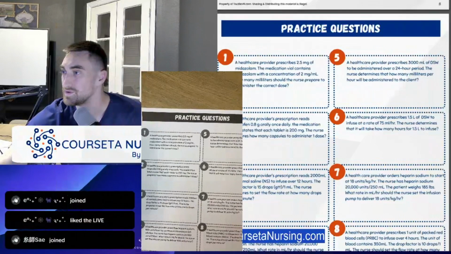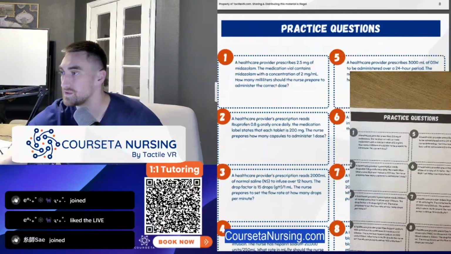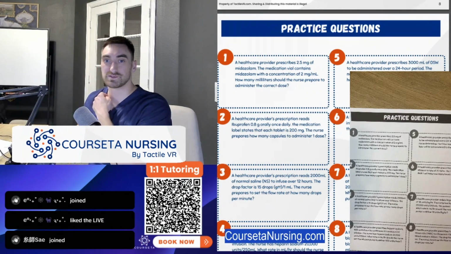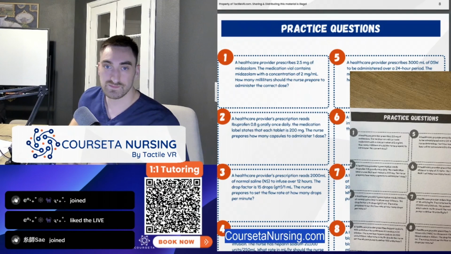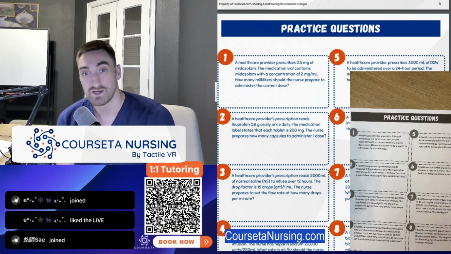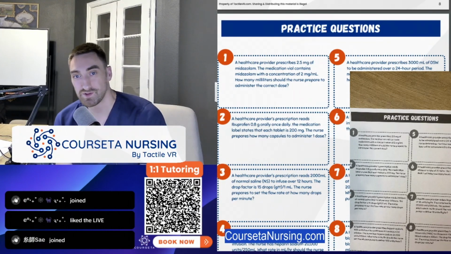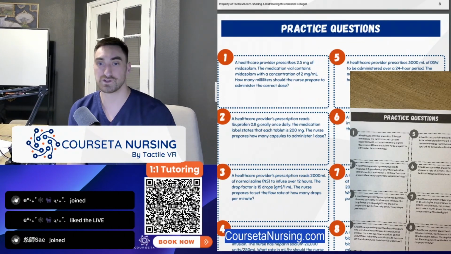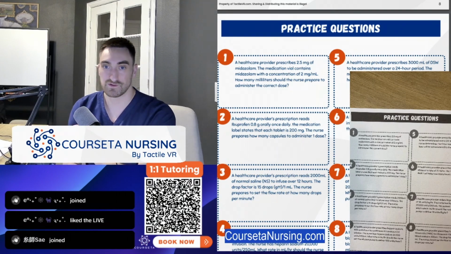See what kind of problem it is. All right, so practice problem number 1 reads, a healthcare provider prescribes 2.5 milligrams of midazolam. If you haven't given that medication, that's a fun one. The medication vial contains midazolam with a concentration of 2 milligrams per ml. How many milliliters should the nurse prepare to administer the correct dose?